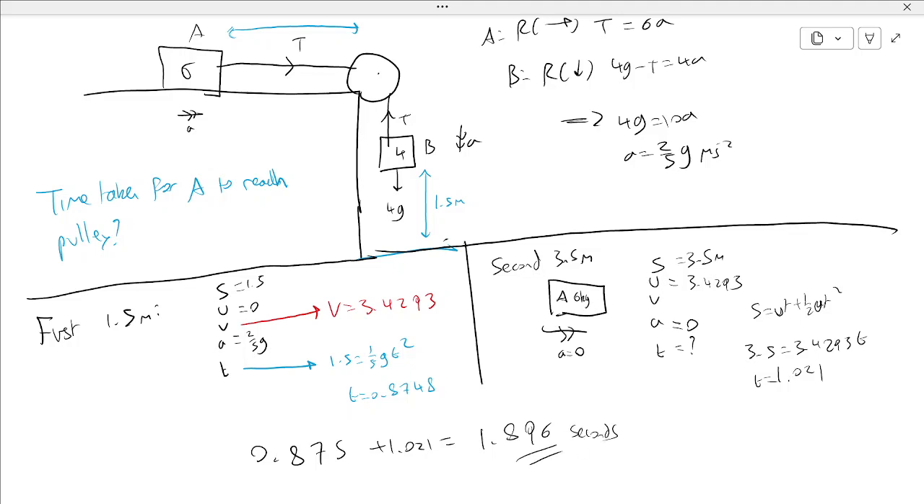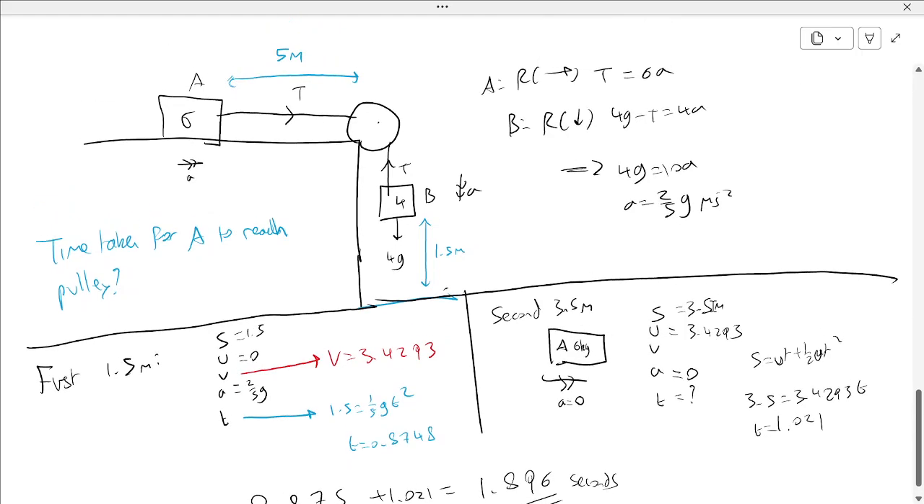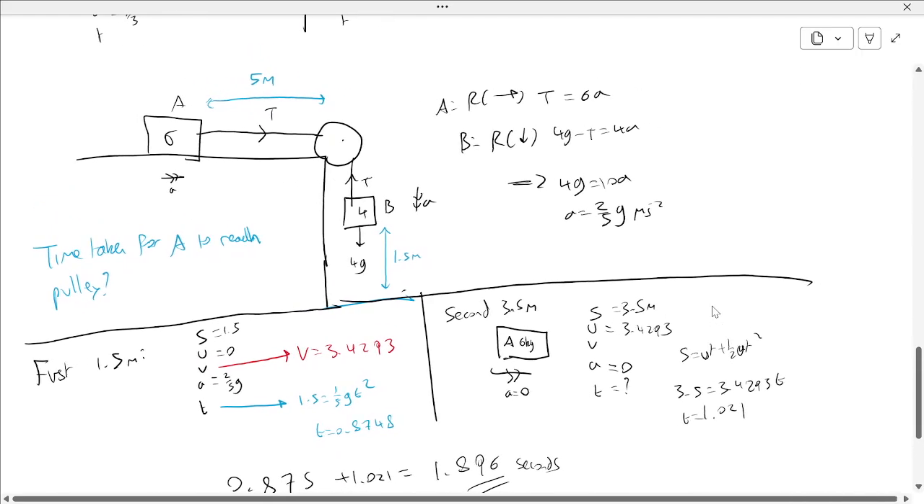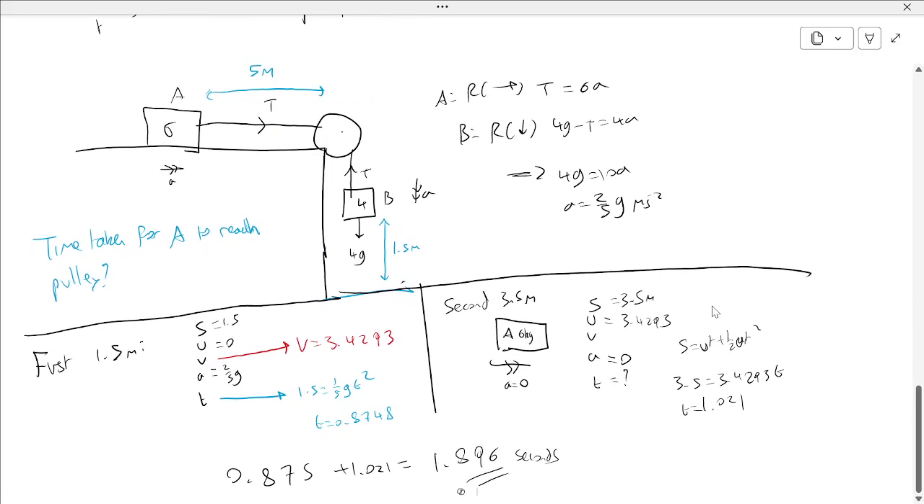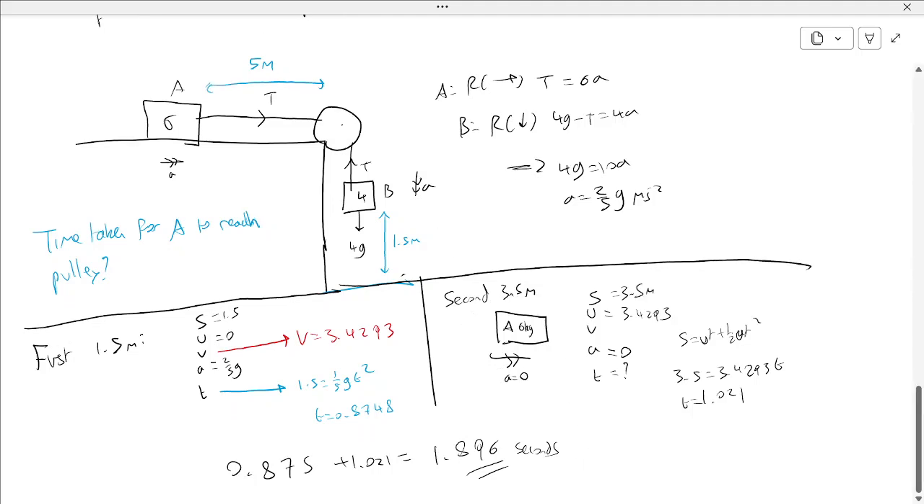Okay. So again, I split it up into two different sub-paths. How long did that first section take? What's the velocity after that first section? I need that for the second section. And in the second section, what's changed is there's no tension, so there are no forces now, constant velocity.